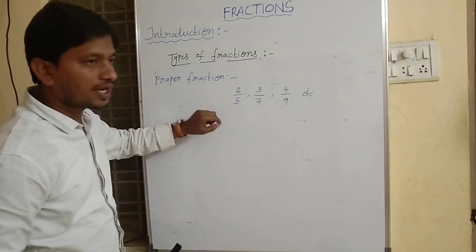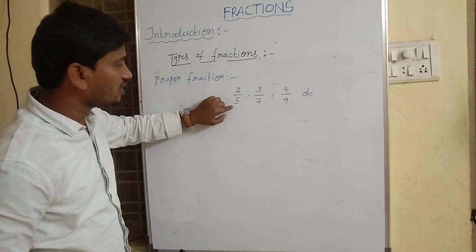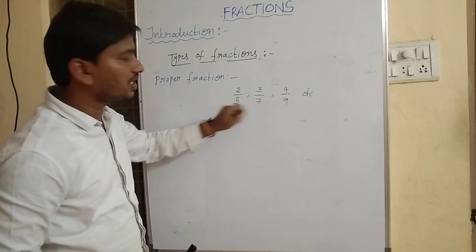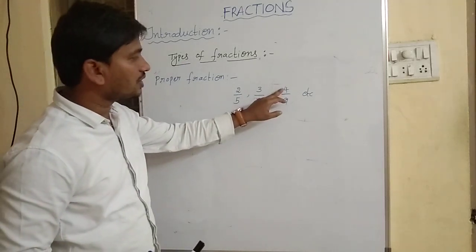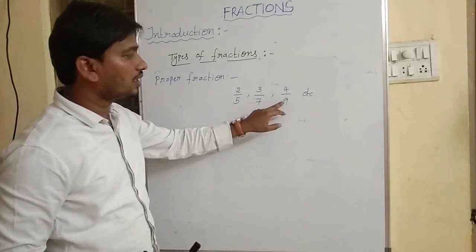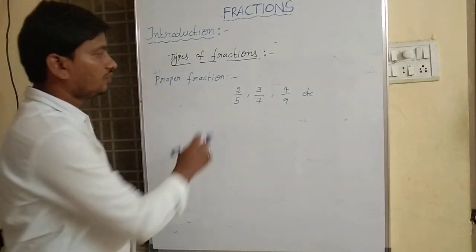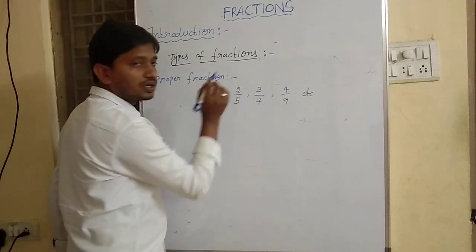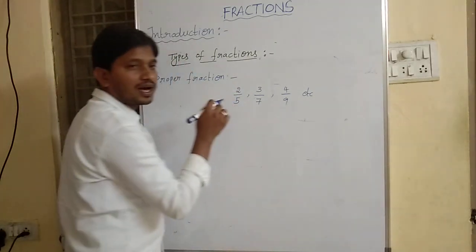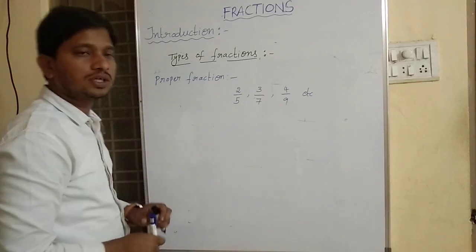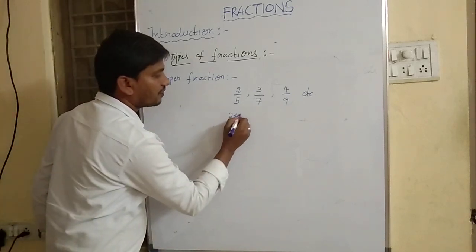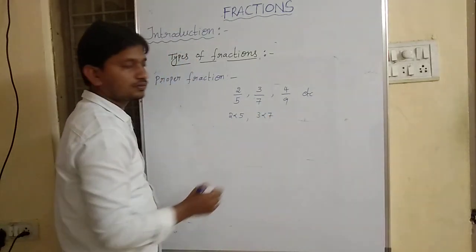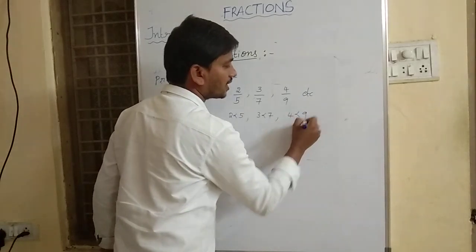Observe here. In fraction 2 by 5, 2 is the numerator and 5 is the denominator. In fraction 3 by 7, 3 is the numerator, 7 is the denominator. In fraction 4 by 9, 4 is the numerator, 9 is the denominator. In all these cases, the numerator is always less than the denominator. See here, 2 is less than 5, 3 is less than 7 and 4 is also less than 9.